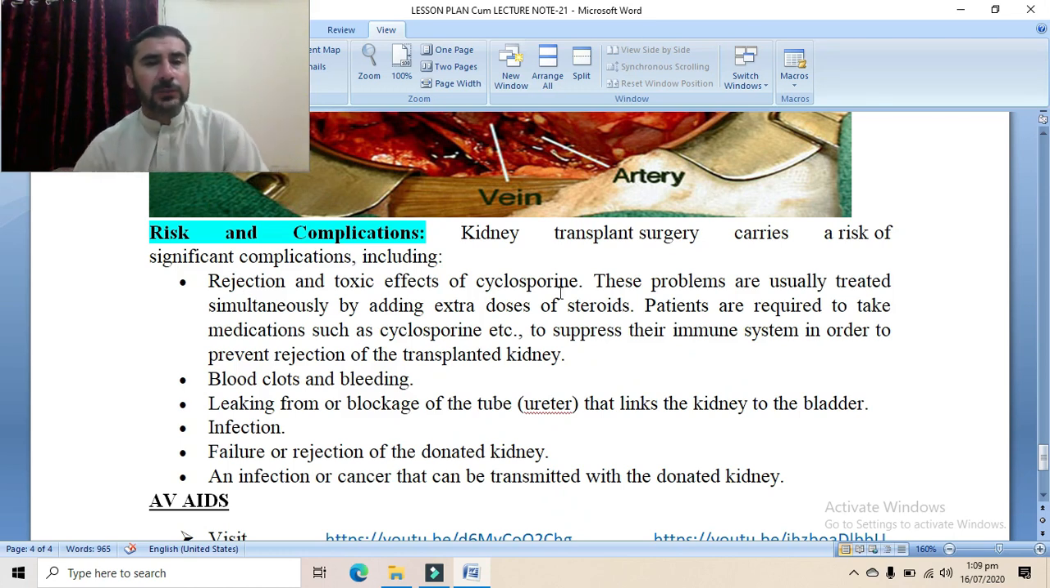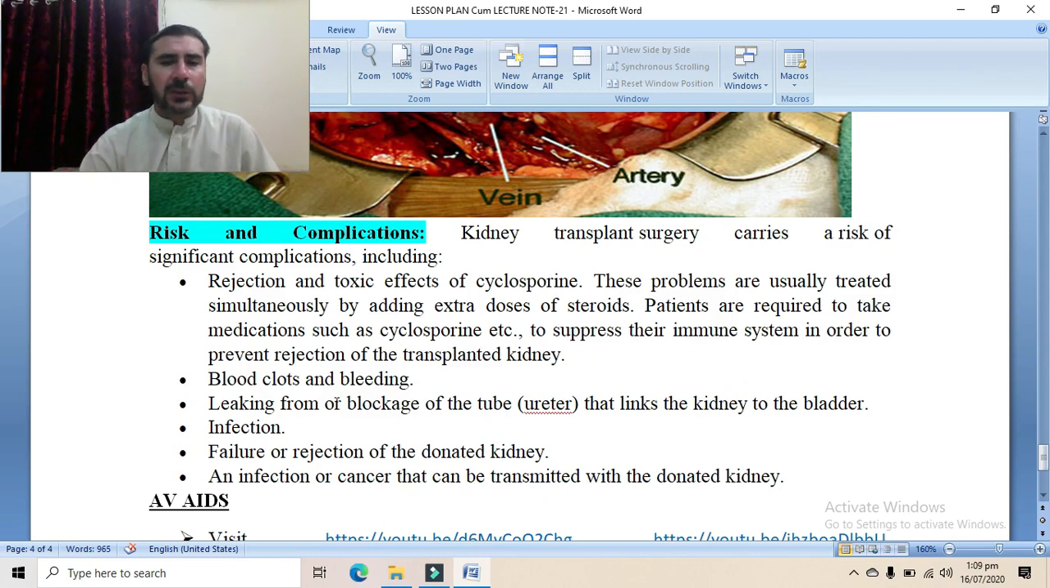Now, this cyclosporin is normally used to suppress the immune system of the recipient so as not to overreact to the kidney of the donor, but sometimes this cyclosporin has some adverse effects. It suppresses the normal immune system, so there are complications of various infections then. So the kidney rejection and the toxic effect of cyclosporin, these are two of the risks. These are usually treated simultaneously by adding an extra dose of steroid. Then steroids are given to the patients to counter these two problems.